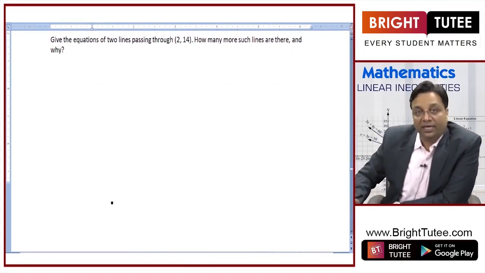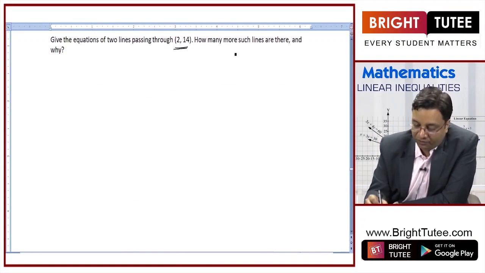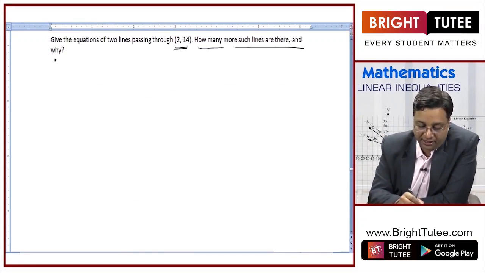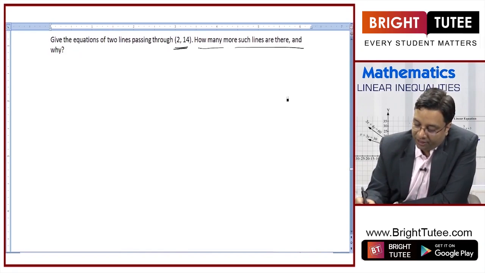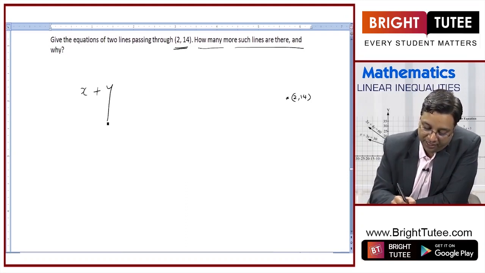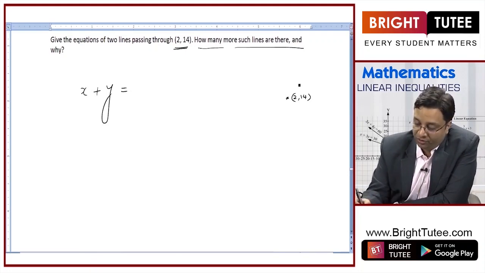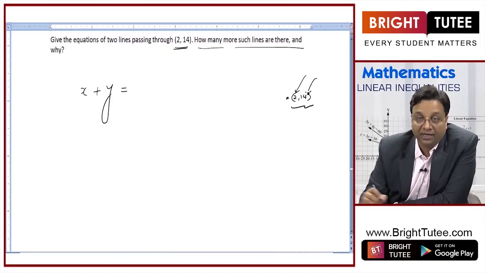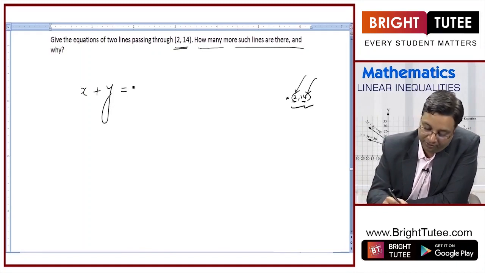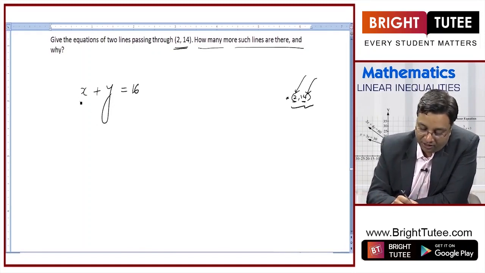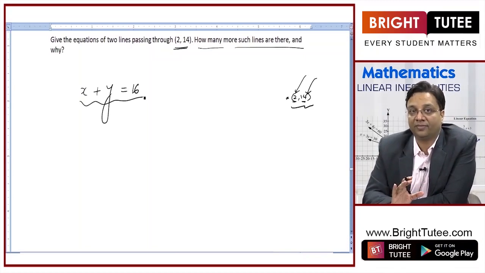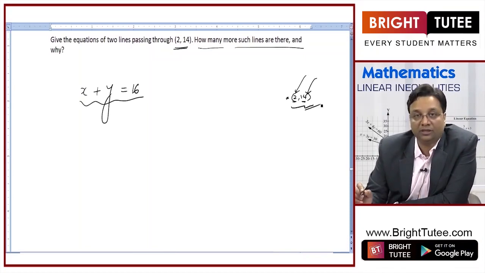Give the equations of two lines passing through point (2, 14). How many more such lines are there and why? There is a point (2, 14), right? You need to write an equation. Now, if you simply write x plus y equals, you know that these two coordinates, this is x, this is y, have to satisfy this equation. So if I put x equal to 2, y equal to 14, this will be equal to 16. Now this is one of the equations of lines passing through this point.